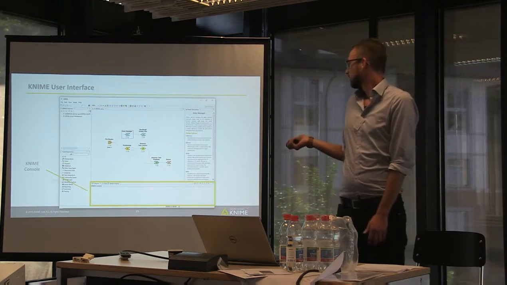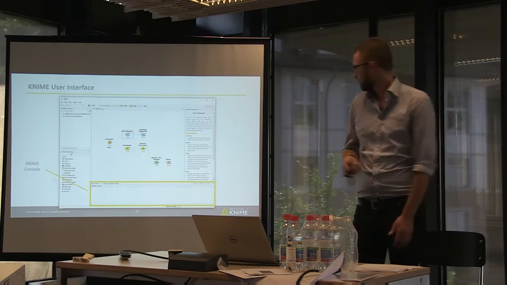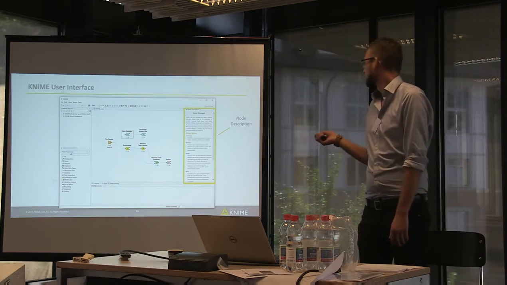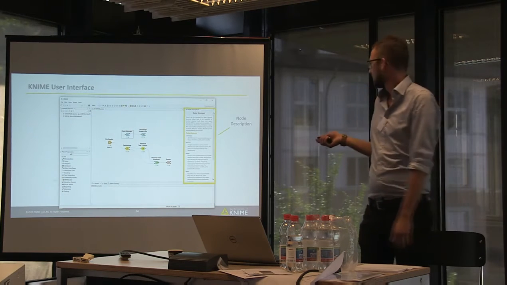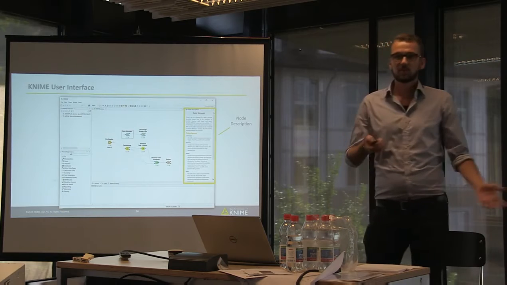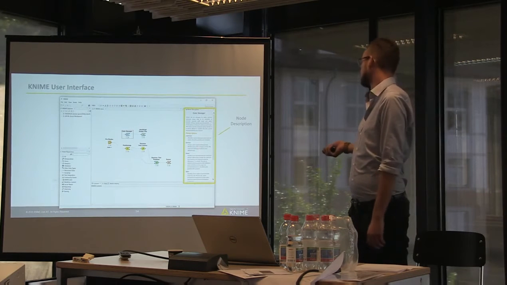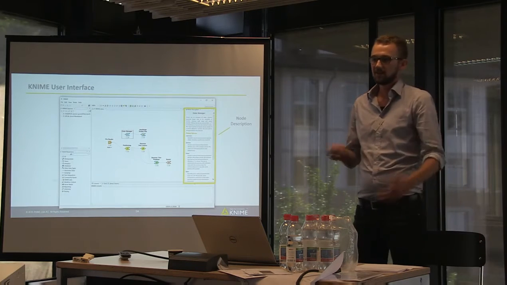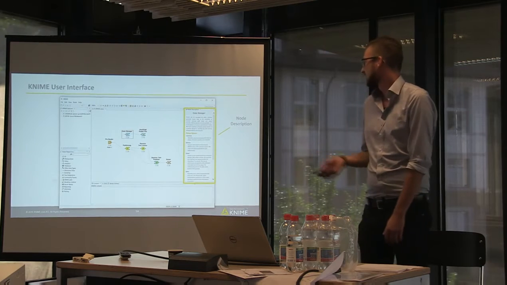Then here on the bottom we have the console, which shows outputs of the node, and here on the right we have the node description. So if you click on the nodes, you would get a detailed description of what the node is doing here on the right, and see some information about the configuration options it has.